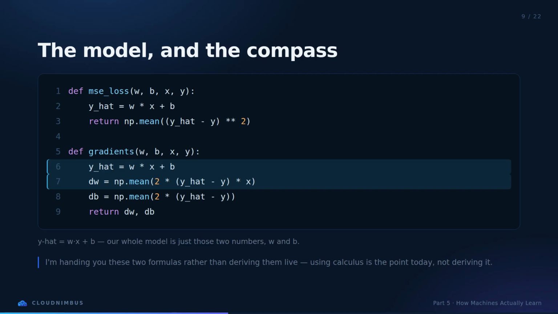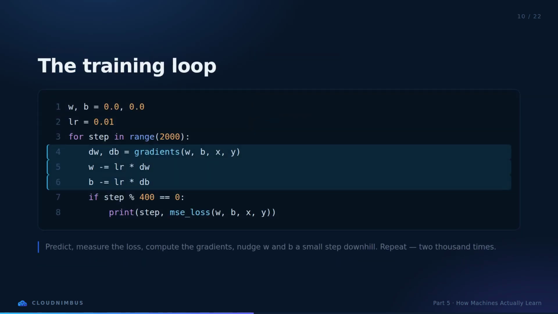And here's the loop itself. Predict, measure the loss, compute the gradients, nudge W and B a small step downhill, and repeat 2,000 times. Watch the printed loss as it runs. Step 0, a big number. By 400 steps, much smaller. By the end, barely moving at all, because we're close to the bottom of the valley.